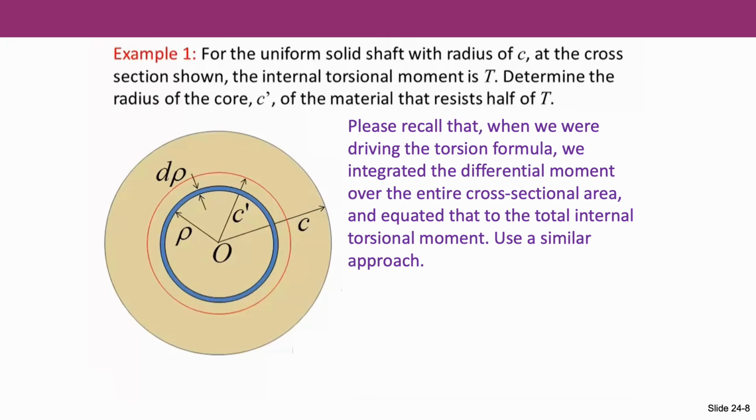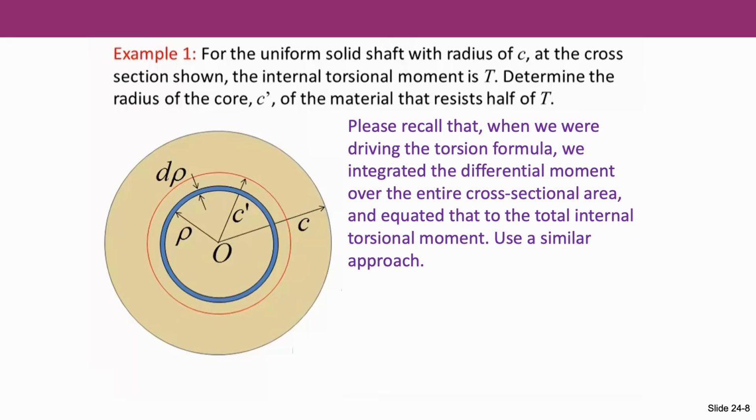Now let's look at this example. First, let me read the problem statement. For the uniform solid shaft with radius of C at the cross-section shown, the internal torsional moment is T. Determine the radius of the core, C', of the material that resists half of T.